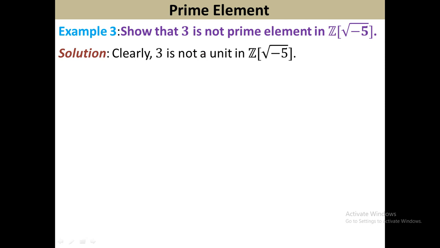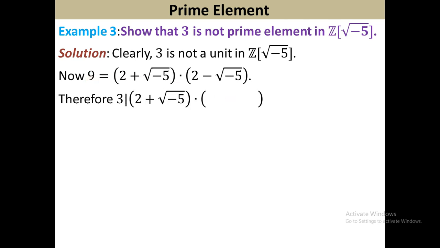Now we have to show that 3 is not a prime element in Z of square root of minus 5. So you have to take a counter example. We have 9 equal to 2 plus square root of minus 5 times 2 minus square root of minus 5. You can take square root of minus 5 as root 5 times i also. Therefore this will be 2 squared minus 5 i squared, that is 4 plus 5, which is 9. Again, 3 divides 9, so 3 divides this product.